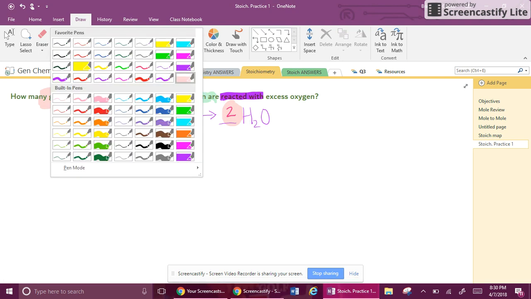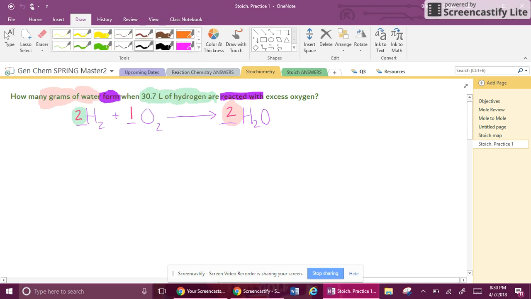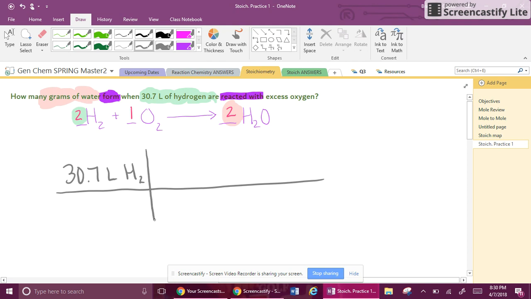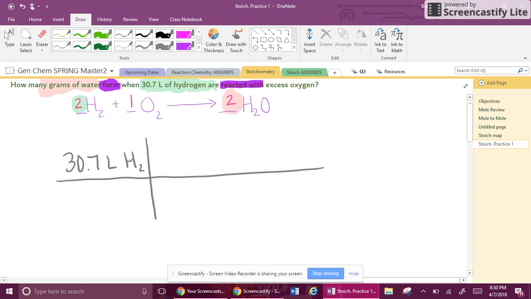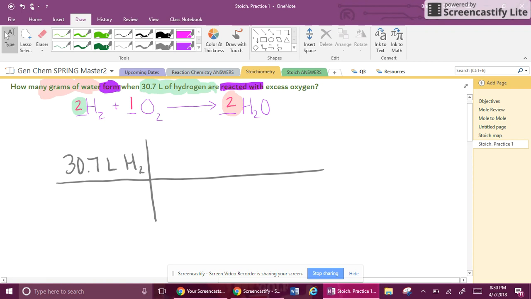Okay, so the setup. Let's draw. I know that I'm always going to start with what's given. It's green. Green means go. So I'm going to do 30.7 liters of hydrogen, and I'm going to draw my chart. Now here's the different way that I want to show you guys. With stoich, it's always the same process. You're going to start with whatever's given. In this case, it's liters. And your main goal all the time is to get to moles. No matter where you start, you're going to start somewhere and you're going to go to moles.